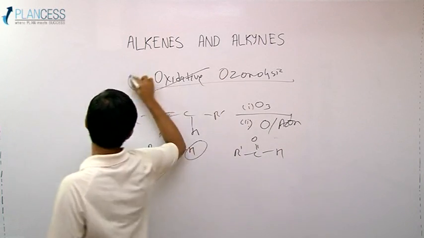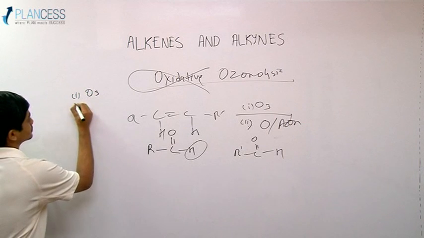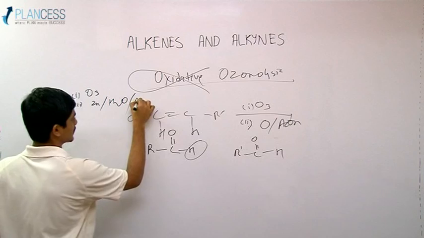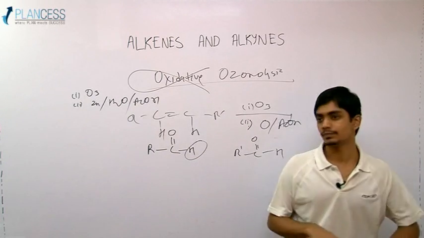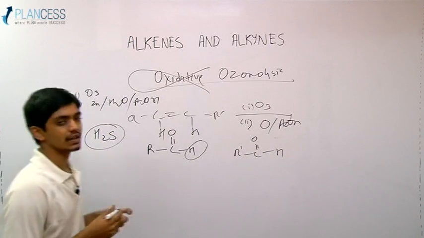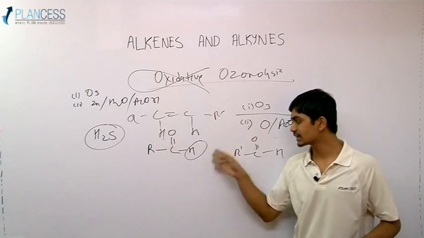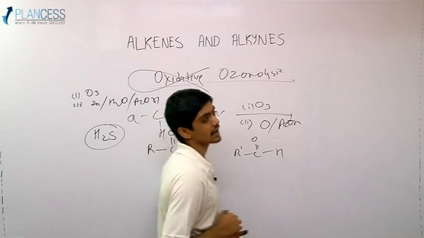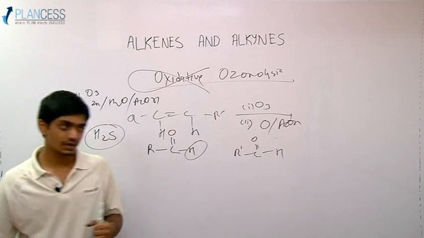Now something about ozonolysis. We know that the reagent is O3, then Zn, H2O, acetic acid. Fine. Now this ozonolysis can also be performed by using H2S. Ozone and H2S does the same thing. H2S will do the same thing, that it will stop the oxidation from going to the carboxylic acid level. It will just stop at the aldehyde or the ketone level. So this was about oxidative ozonolysis and ozonolysis.